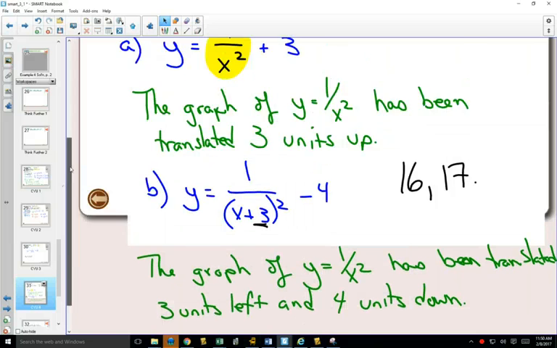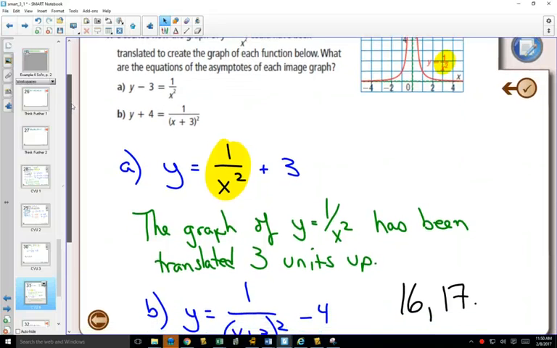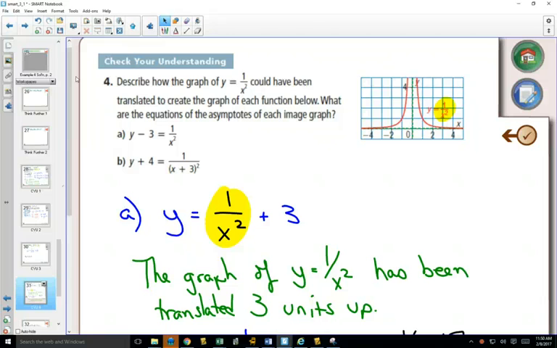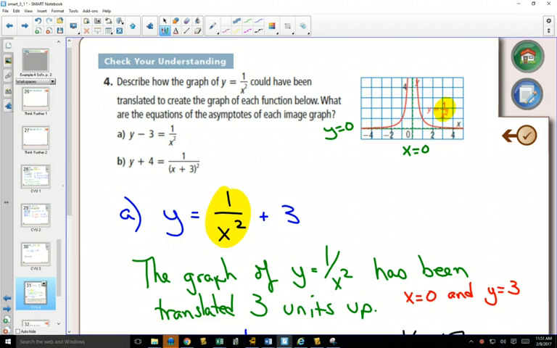Oh, did I not finish it? Okay, yes. And what are the equations of the asymptotes for each graph? So in our original graph, thank you for noticing that, we had the following 2 asymptotes. If we move things up, well, the x equals 0 will stay the same, but the y equals 0 will now be at y equals 3. And if I was graphing this, that would be the first thing I would graph. I would graph my asymptotes in my new places.